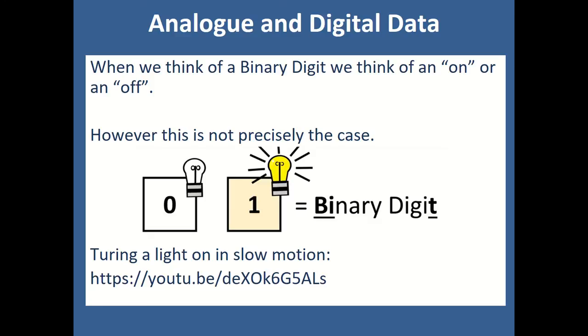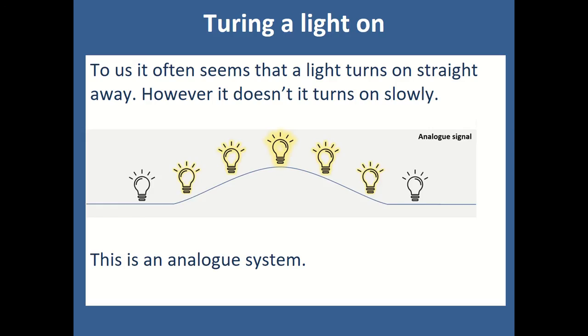Now, when we think of binary, we think of on and off, and we have said that there are two states. We've been thinking about lights. There's a little video here of a light turning on in slow motion. And actually this light does not have two states. When our light turns on, it doesn't turn on straight away, it warms up. And it takes a couple of milliseconds to get to full state.